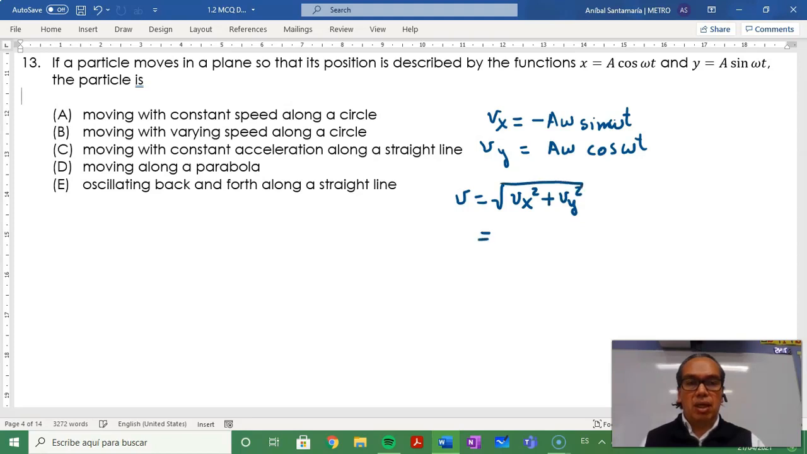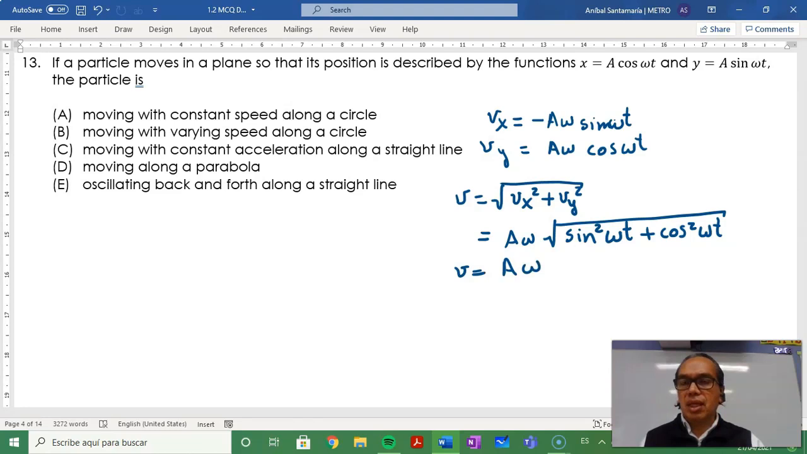Now, a little algebra is going to tell you that this is just a omega times the square root of sine squared of omega t plus cosine squared of omega t, and of course the argument inside of the root is equal to 1, so your speed has a constant value, a omega.